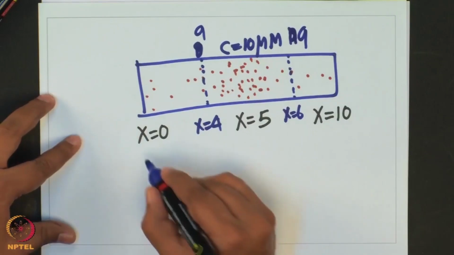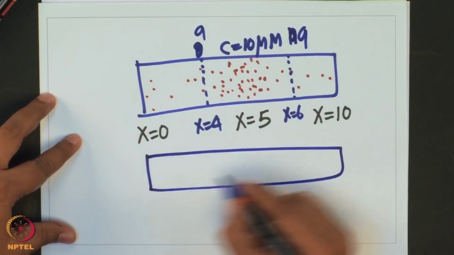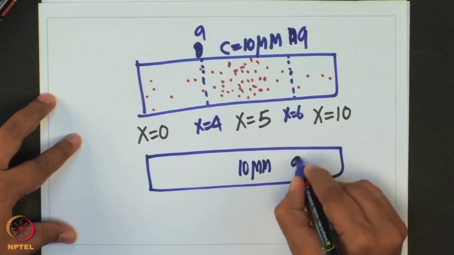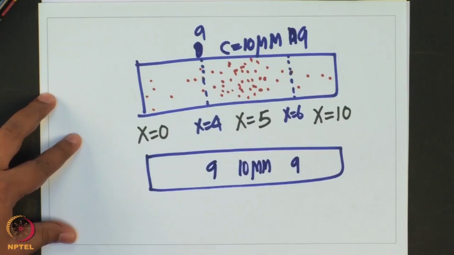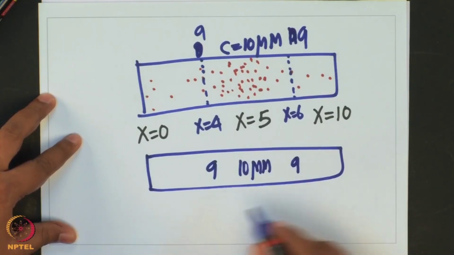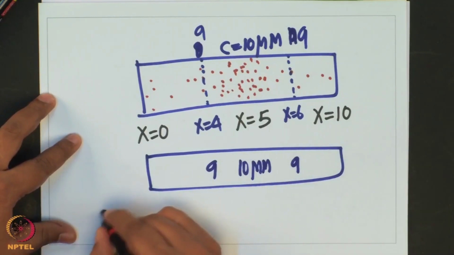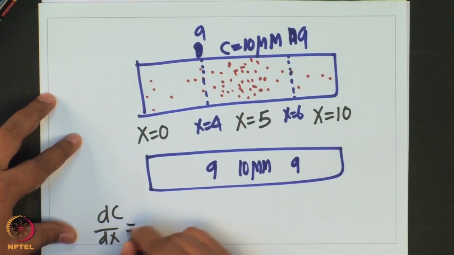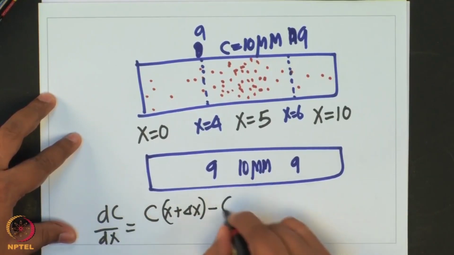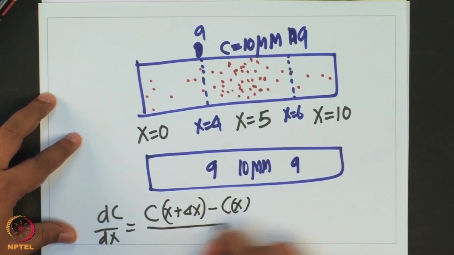The situation is, we have a tube, and here you have 10 micromolar as your concentration. Here you have 9 micromolar as a concentration. Here is also 9 micromolar as a concentration. And this as I go along this x. Now let us compute in this case dC by dx. So what is dC by dx? Which is C at x plus delta x minus C at x divided by delta x.